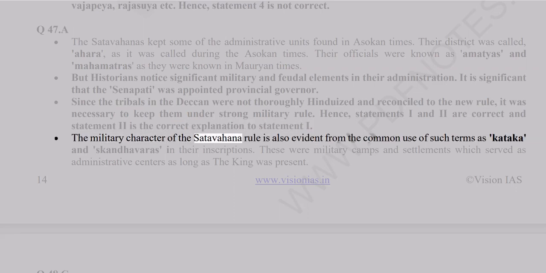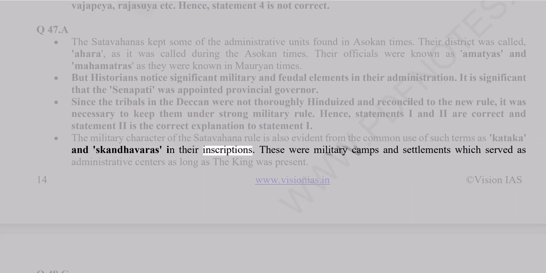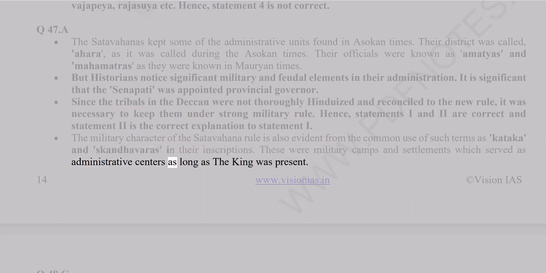The military character of the Satavahana rule is also evident from the common use of such terms as Kataka and Skandhavaras in their inscriptions. These were military camps and settlements which served as administrative centers as long as the king was present.